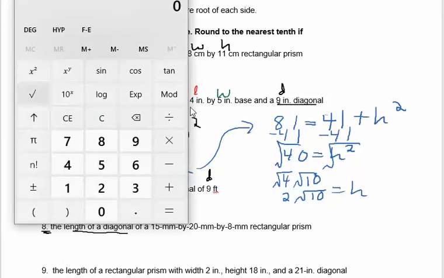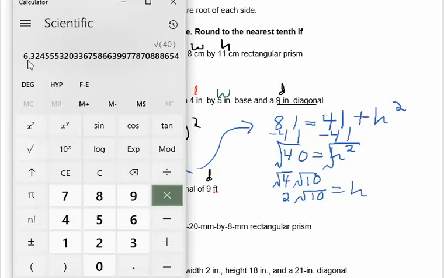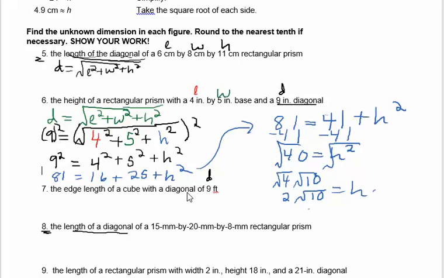So I'm going to go ahead and figure out what the square root of 40 is. Square root of 40 is equal to, oh, I have to do it backwards on this calculator. Square root of 40 is equal to 6.32455. They said round to the nearest tenth, so the number after the 3 is a 2, so I can just leave this as 6.3. So that's approximately 6.3.